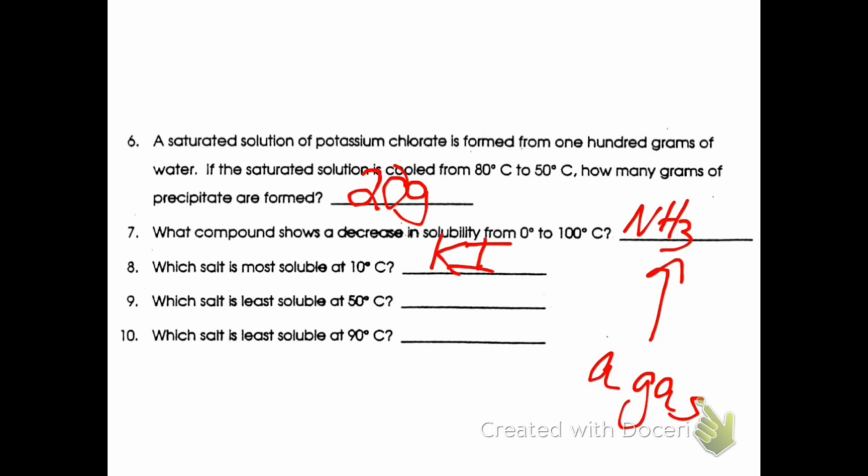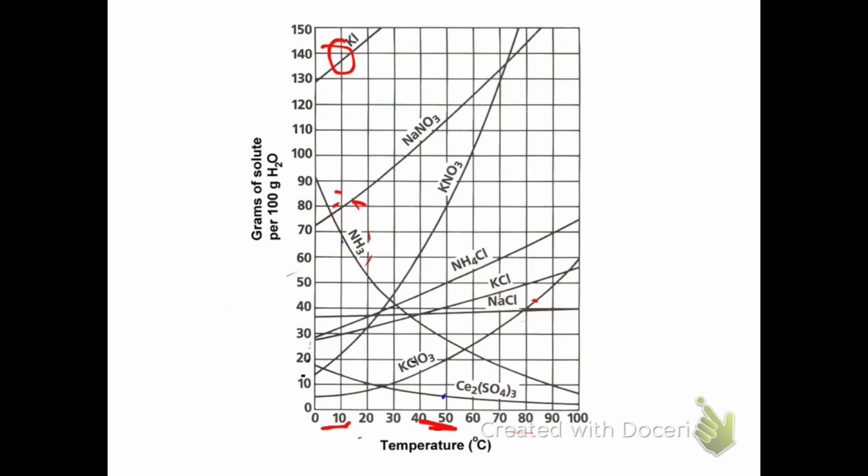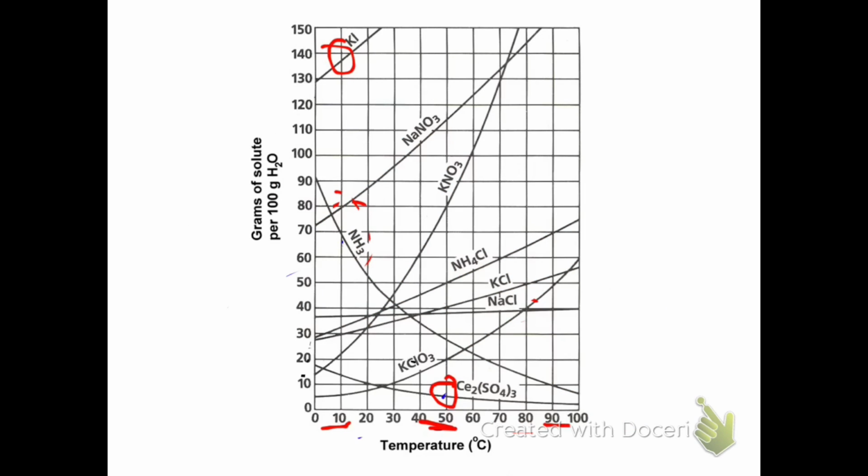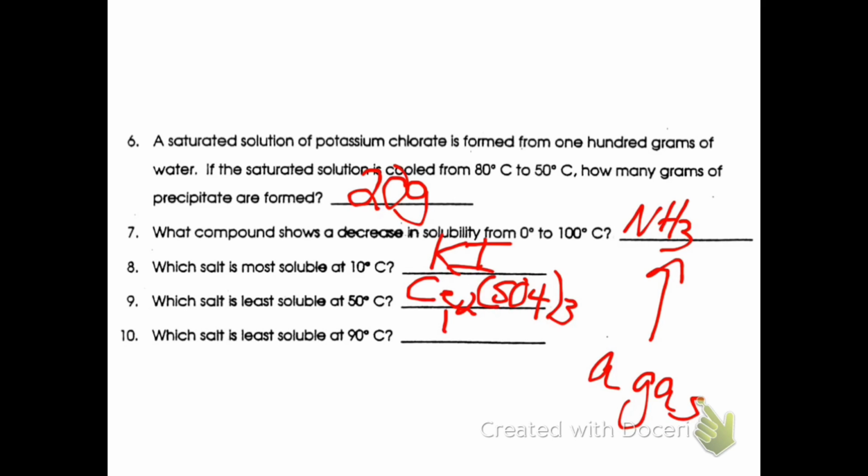Then least soluble, we already looked at one like that, but this one's at 50. So we need to look at 50 and find the lowest one, which is Ce2(SO4)3, which, by the way, is cerium sulfate. Then we want least soluble at 90, which is going to be the same one again. So, ditto.